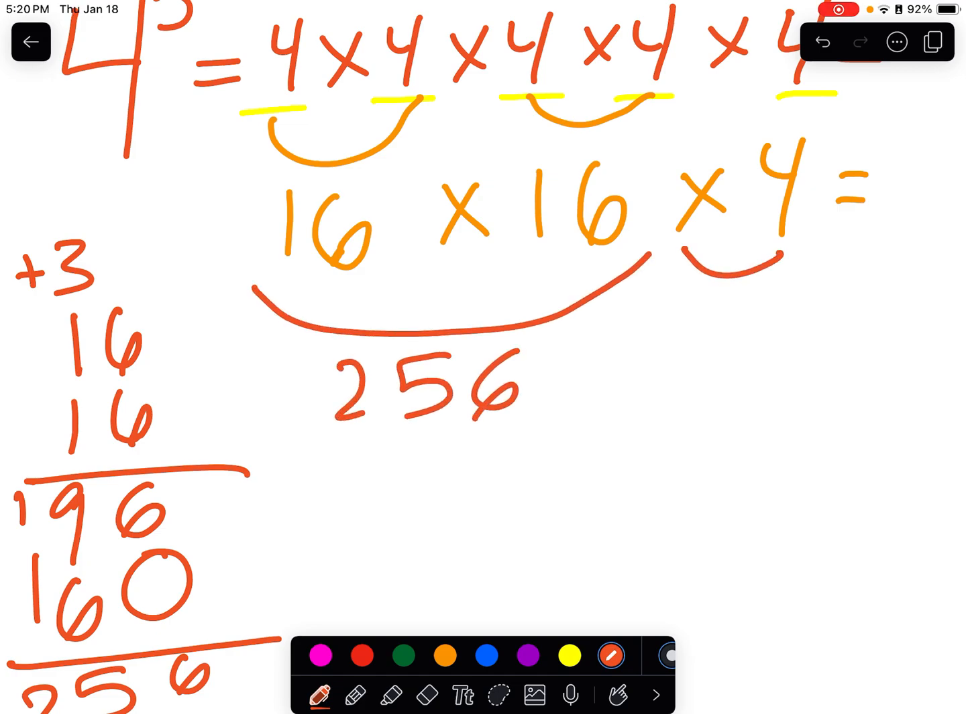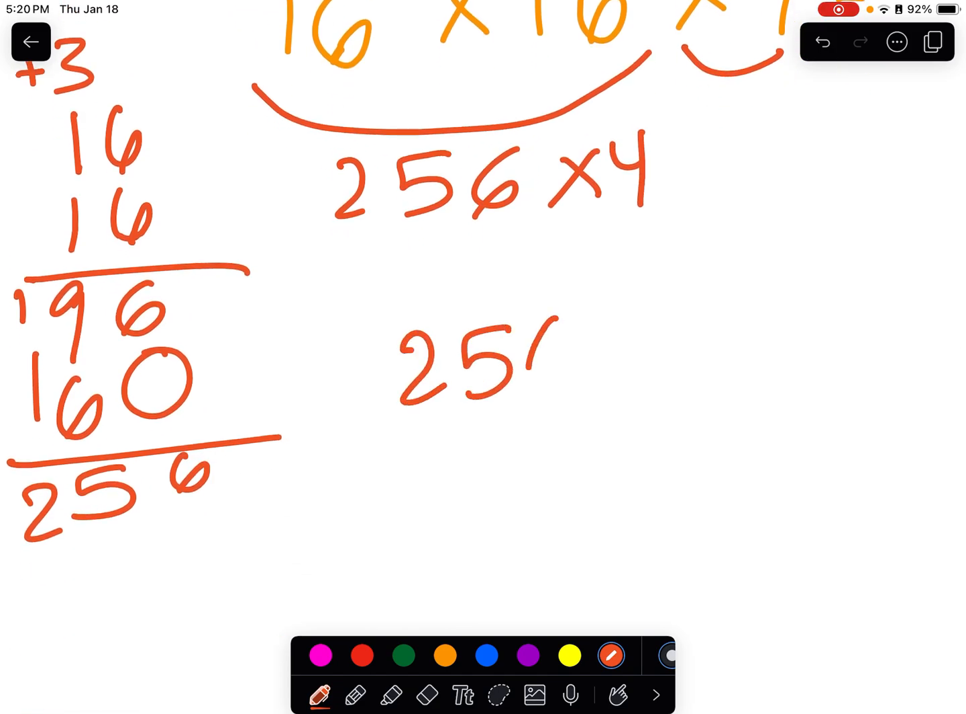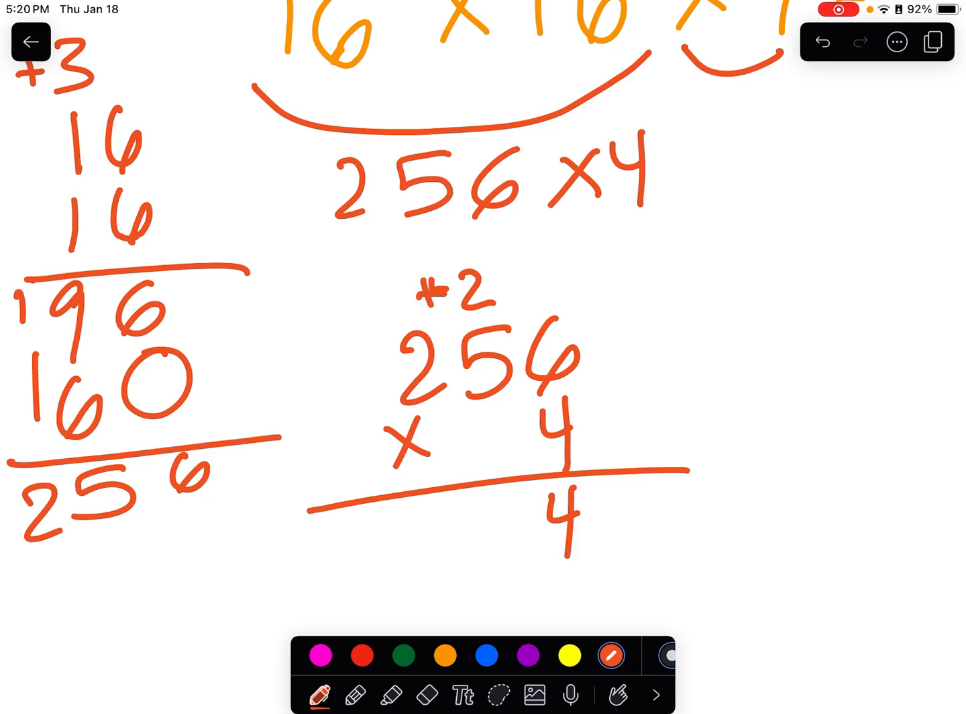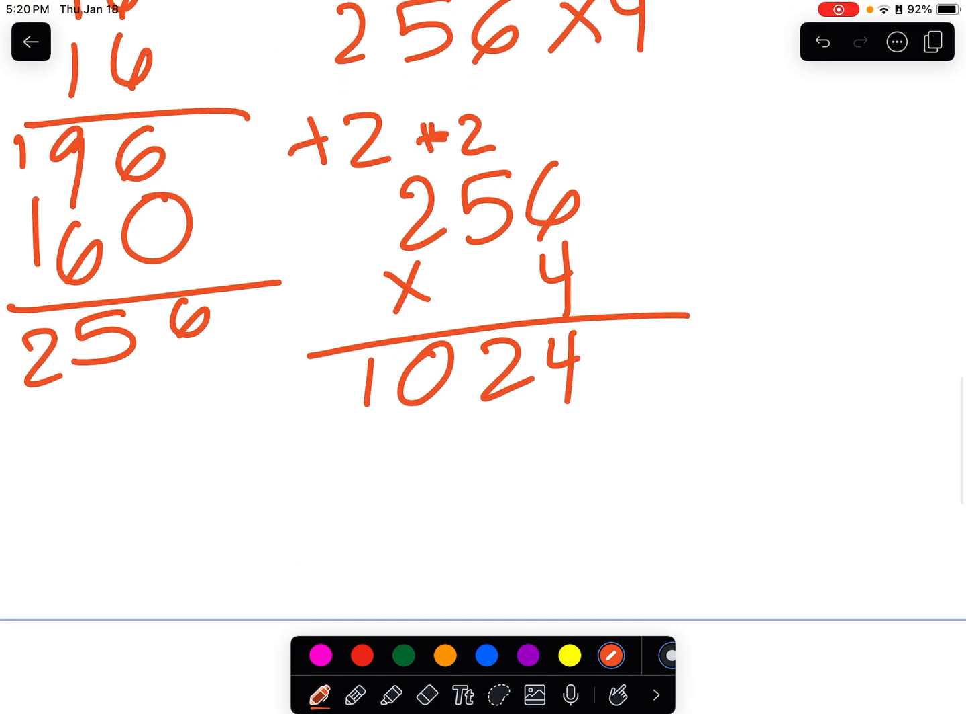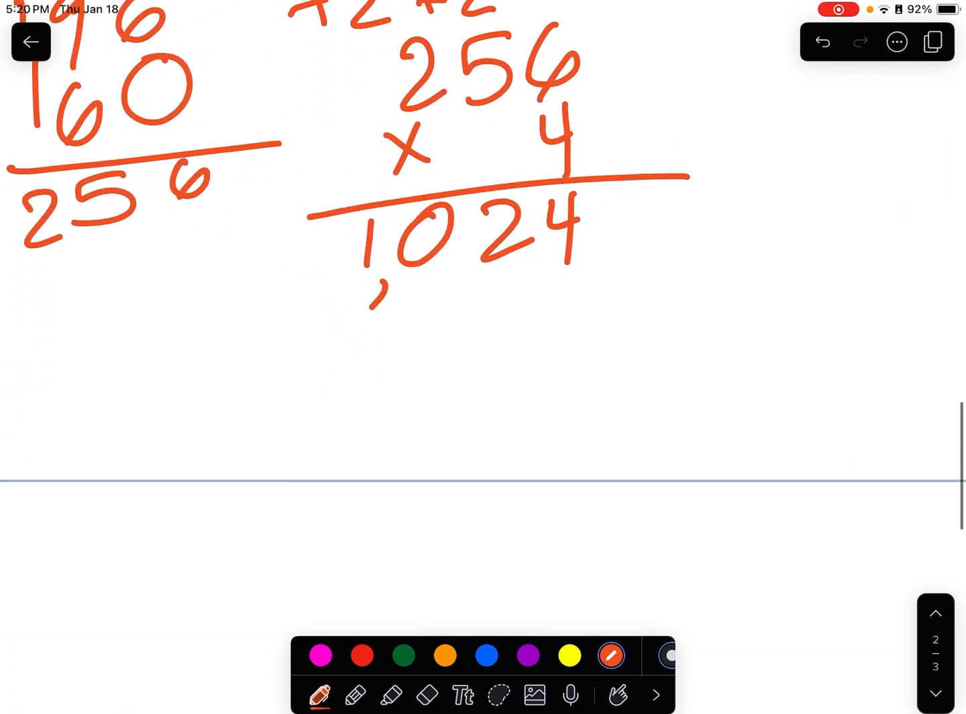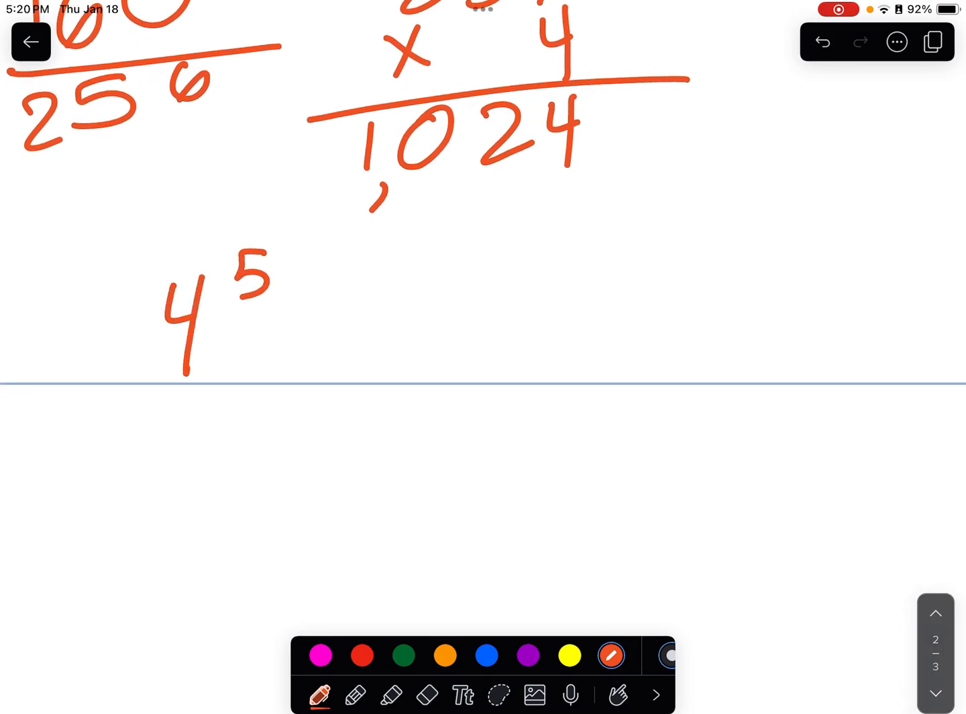And now we have to multiply this 4. 256 times 4. All right, let me do it out. 4 times 6, that's 24. Carry the 2. 4 times 5, that's 20. I'm going to add the 2 here. That's 22. Carry the 2. 4 times 2, that's 8. Then I'm going to add this 2. That's 10. Wowee. My answer is 1024. So 4 to the power of 5 is 1024.